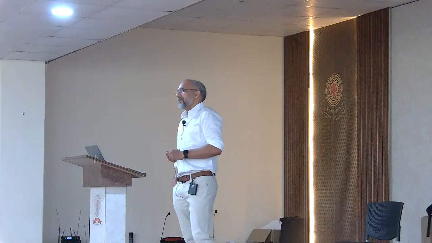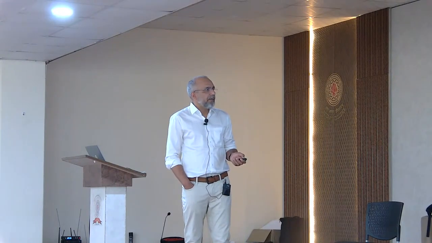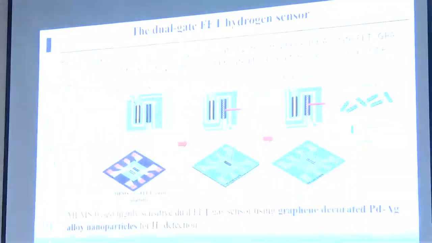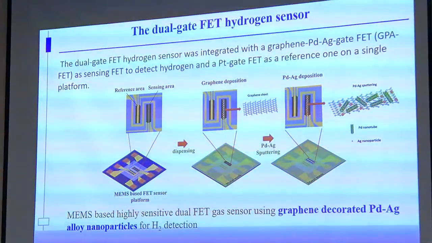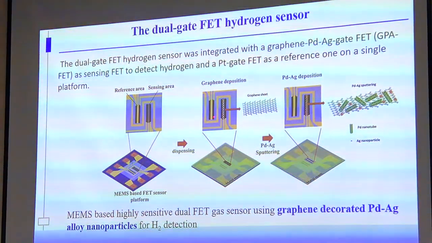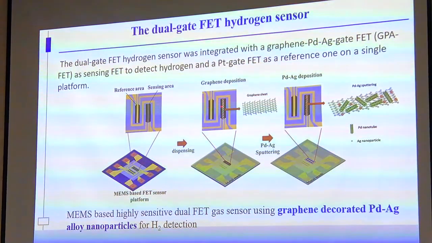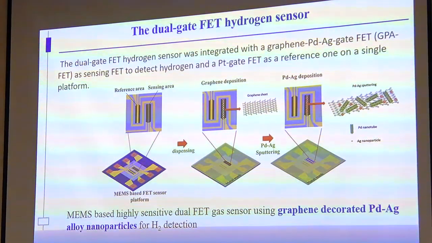This is about a dual-gate FET hydrogen sensor. Some of you are interested in hydrogen sensors. In this experiment, what they have done is a very interesting concept. Here you have two FET devices, 1 and 2. One FET device has just platinum, a platinum-gated FET. In the second one, you have graphene modified with Pd and Ag nanoparticles. The first one is your reference, and compared to this one, what is happening will be your hydrogen sensing result.